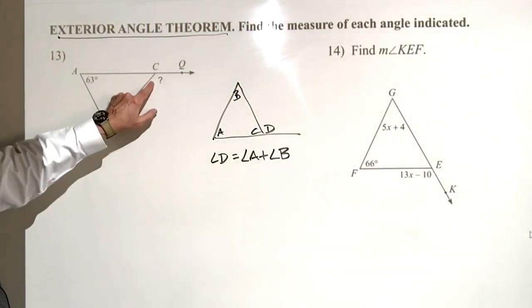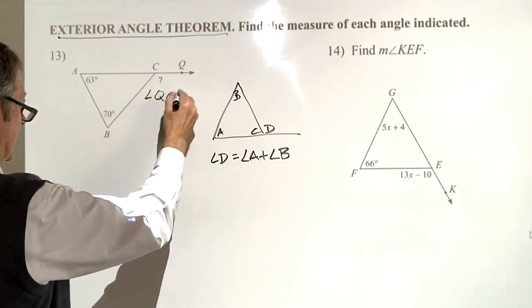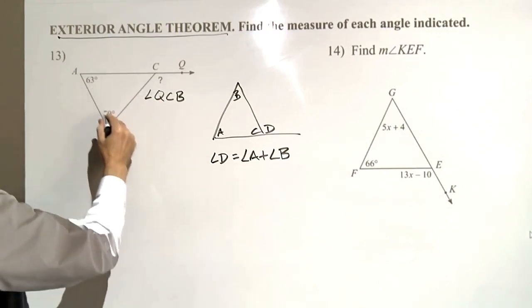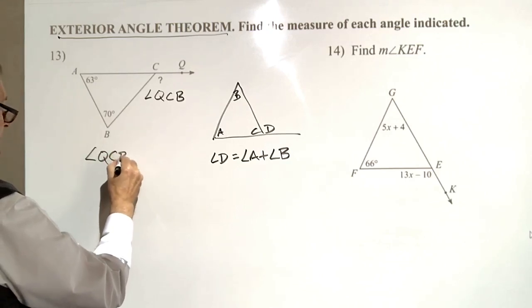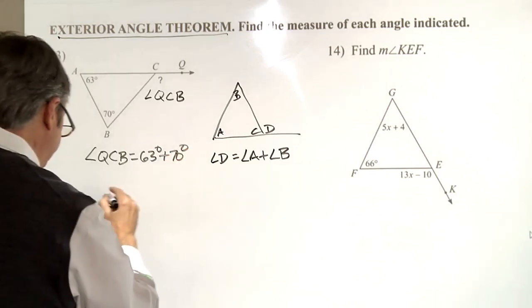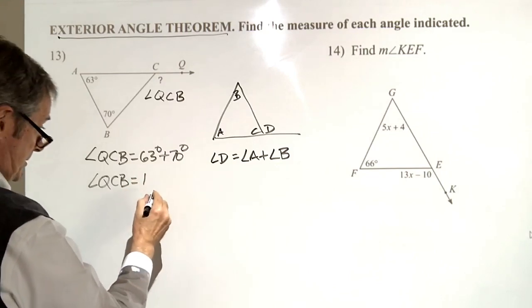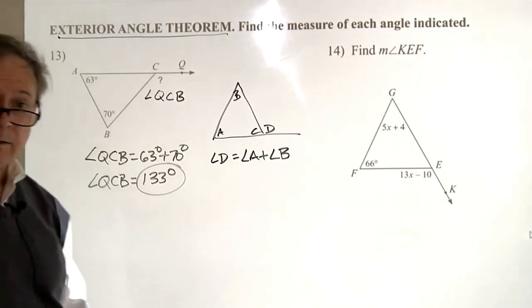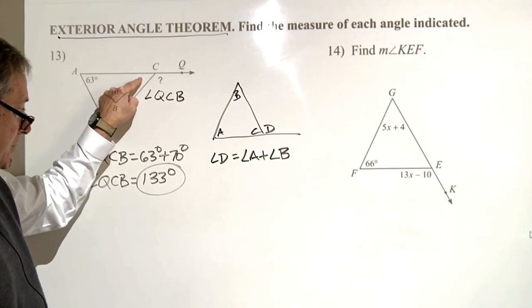So in this case, we're looking for angle, well, we'll call this angle QCB. This is the exterior angle. We know it equals these two added together. So let's write it down here. Angle QCB equals 63 degrees plus 70 degrees. So that means angle QCB is equal to 133 degrees. Now, if we wanted to, since we know this is 133, we could quickly find that angle too by subtracting from 180.